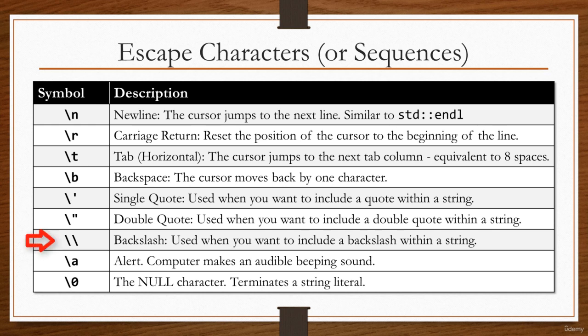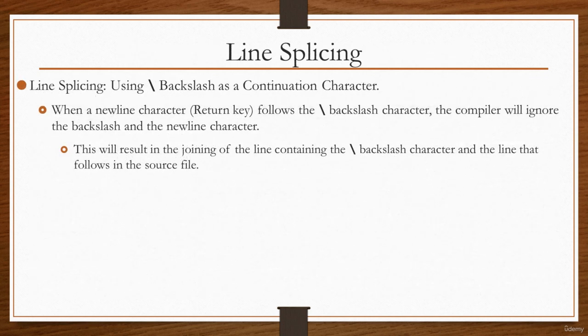Now what's up with this backslash character? Why can't we use that in a string literal? Well, that's because the backslash character is used as a continuation character. Now what does that mean? Well, when a new line character, or in other words the return key, follows the backslash character in a code line, then the compiler will ignore the backslash and the new line character as well. And as we'll see in a demo shortly, this will result in the joining of the line containing the backslash character and the line that follows in the source file.